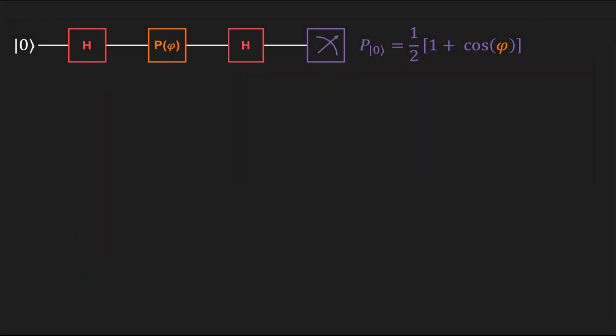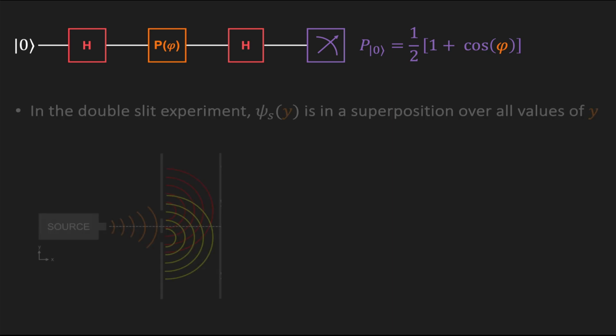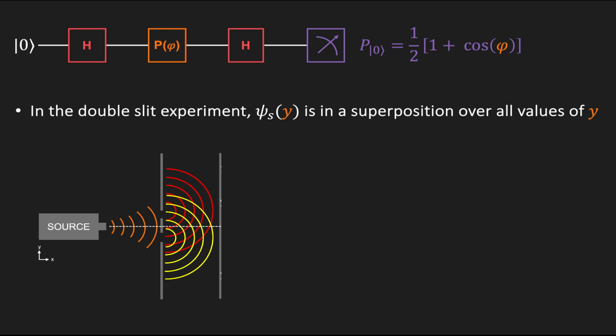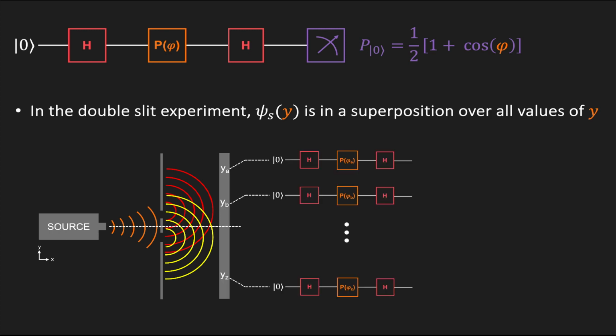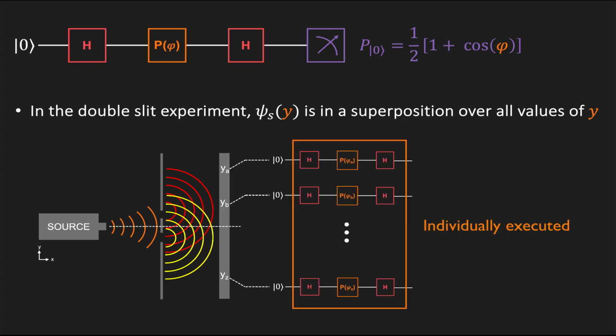Now, one thing that might feel a bit unsatisfactory about our implementation of the double-slit experiment using quantum circuits is that instead of having a continuous wave function reaching the screen in a superposition over all possible values of y, here we have to run separate quantum circuits for each value of phi. So phi itself is not really in a superposition of different values.